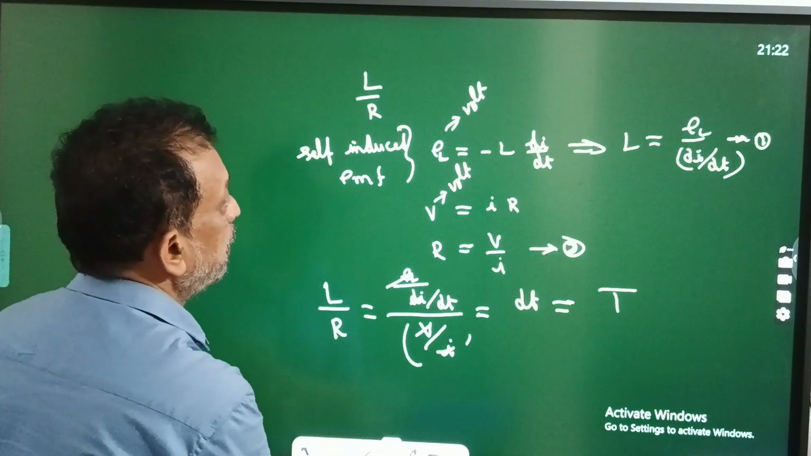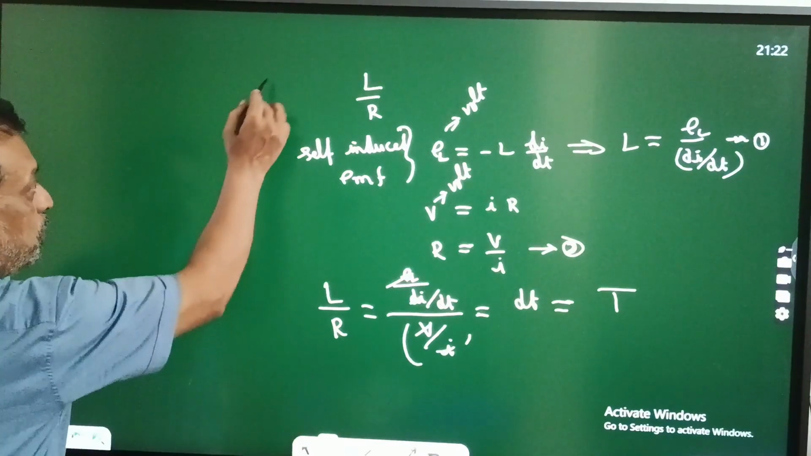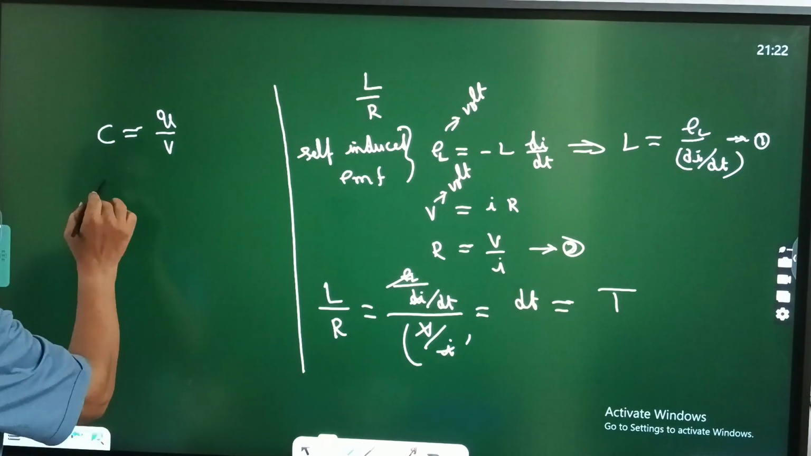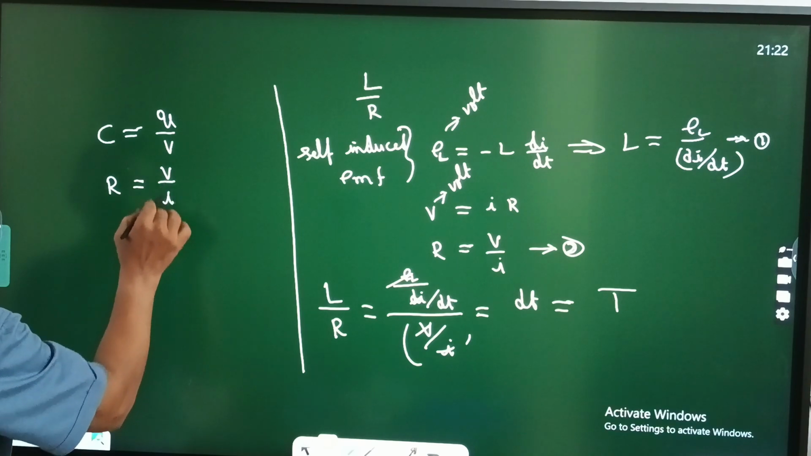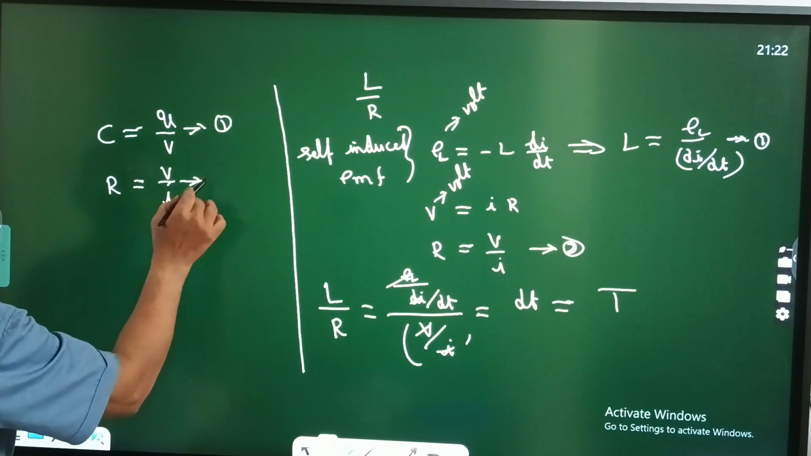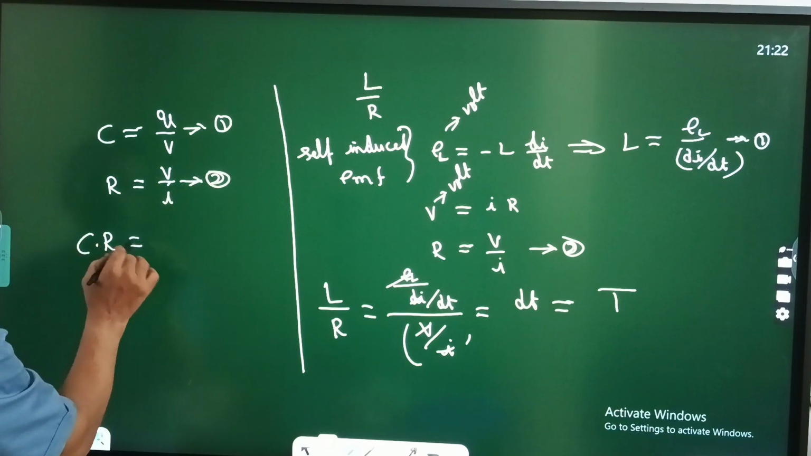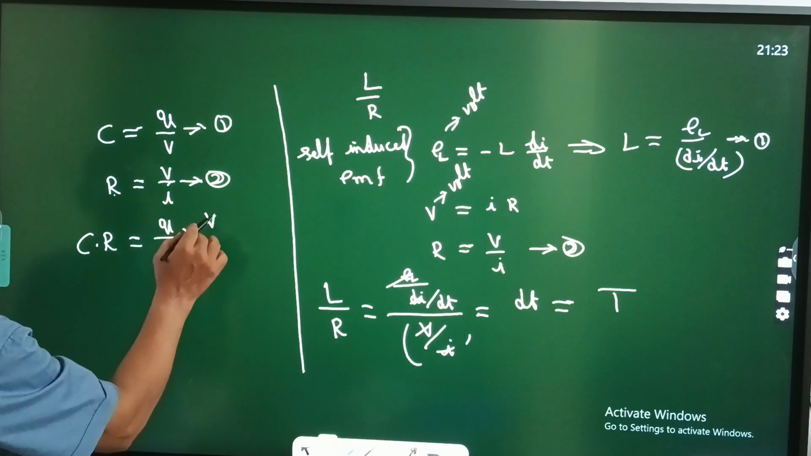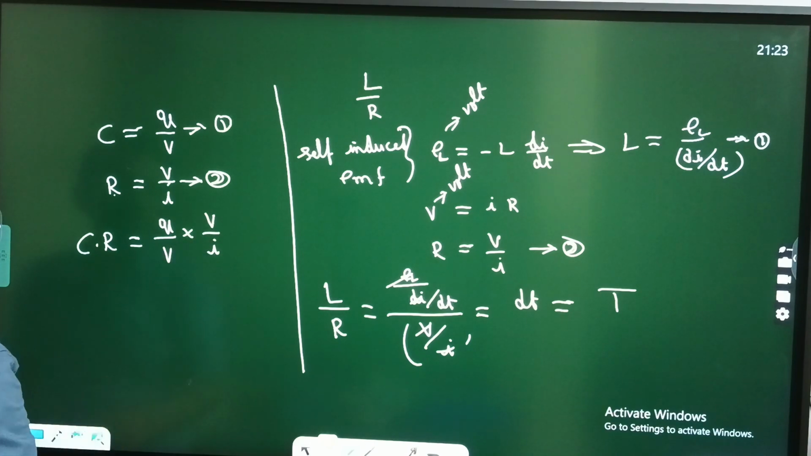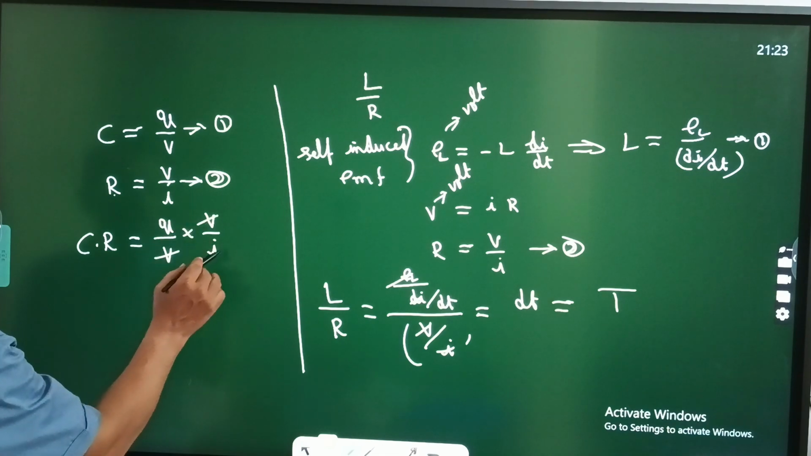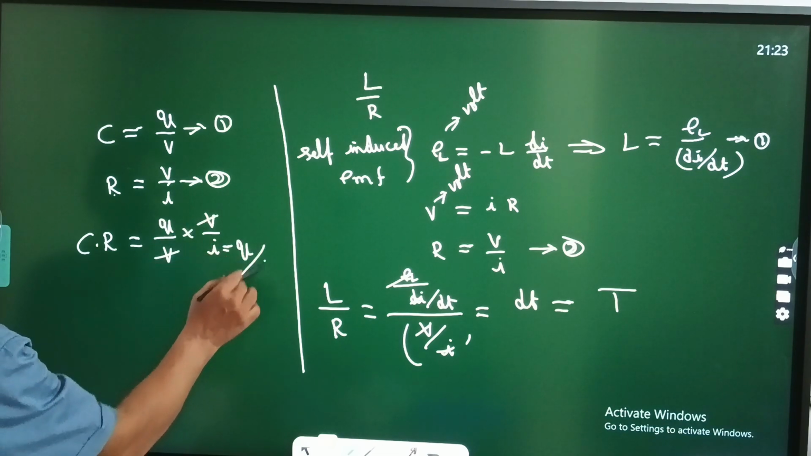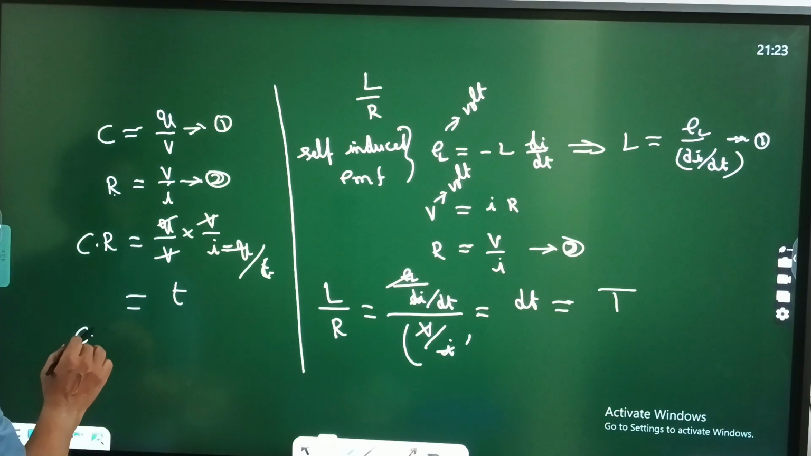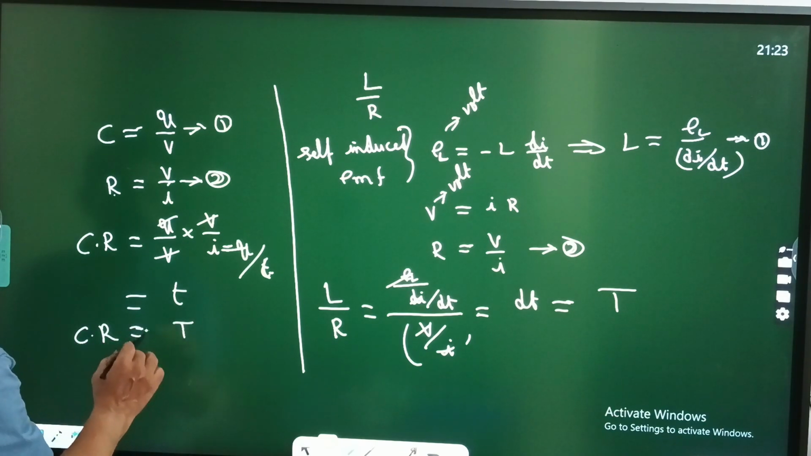Lastly, C into R. Capacitance C is equal to Q by V, and R is equal to V by I. This is equation 1, this is equation 2. Therefore, C into R is equal to Q by V into V by I. So what is I? I is equal to Q by T. So this goes to the numerator, Q cancels, and it becomes T. Therefore, C into R is equal to time T only. There is M to the power of 0. Understanding that?